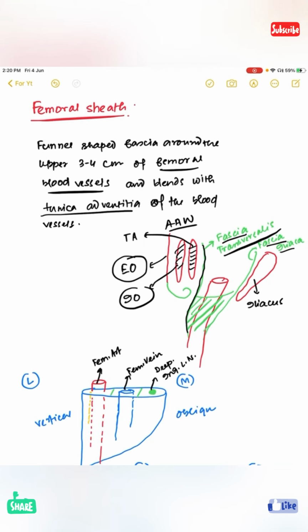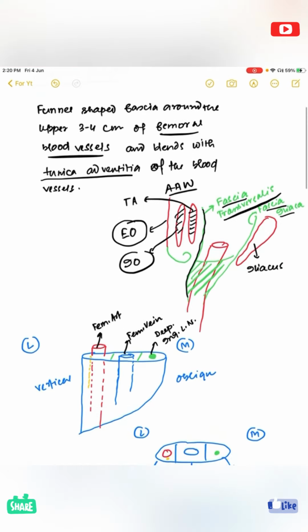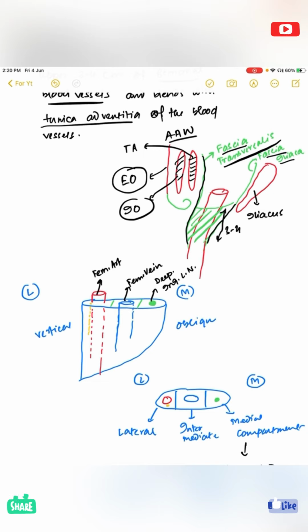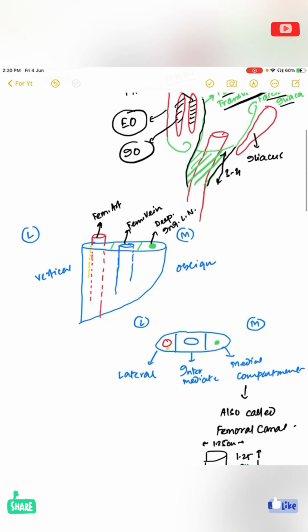The femoral sheath's anterior wall is formed by fascia transversalis and the posterior wall is formed by the prolongation of the fascia iliaca, and ultimately the upper 3 to 4 centimeter of the femoral blood vessels are covered by this fascia, and it blends with the tunica adventitia of these blood vessels. This femoral sheath is actually not symmetrical. Its lateral part is vertical, whereas the medial border is somewhat oblique, right?